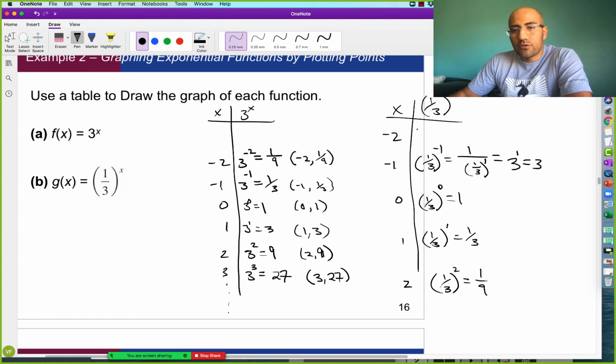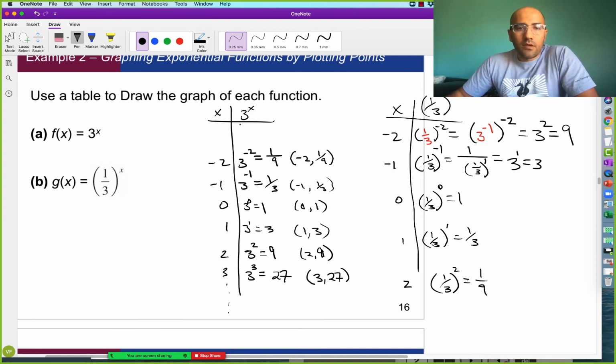Good. -2, then we have 1/3 raised to the -2 power, which then turns into 3. You can also do this. This 1/3 is the same thing as 3 to the -1 power raised to the -2 power. 1/3 can also be written as 3 to the -1 power. And now when we multiply the exponents, we end up with 3 squared, which is equal to 9. Good? Any questions?